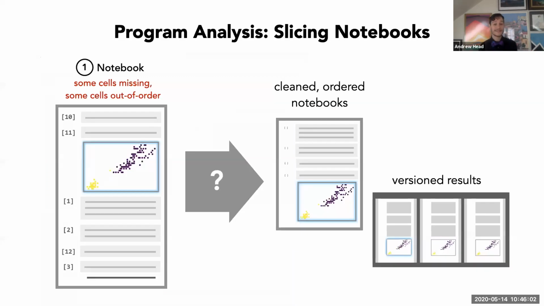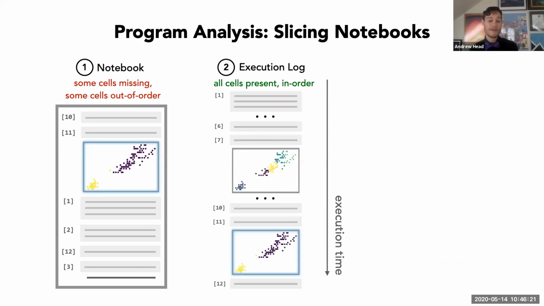The program analysis that supports code gathering tools is, once again, program slicing, but it's a different variant of program slicing. We can't just slice a computational notebook because, like I mentioned, some cells might be missing and cells might be out of order, which makes it difficult to detect which lines depend on which other lines. So we make use of a parallel representation of the notebook, which is the execution log. Every time that a cell is executed, we append it to an invisible log that the user can't see.